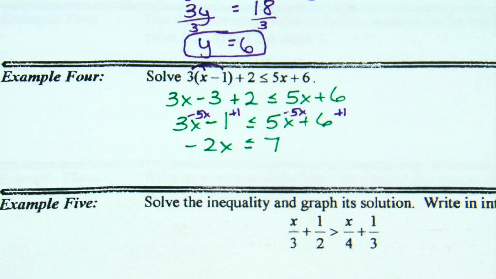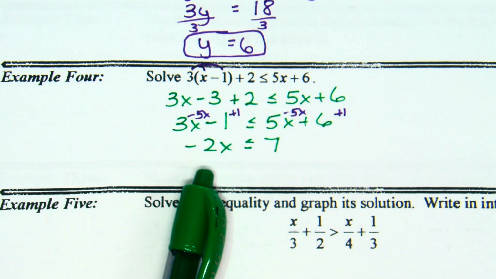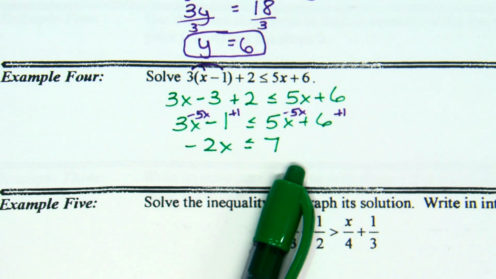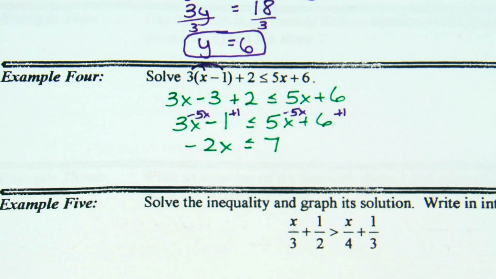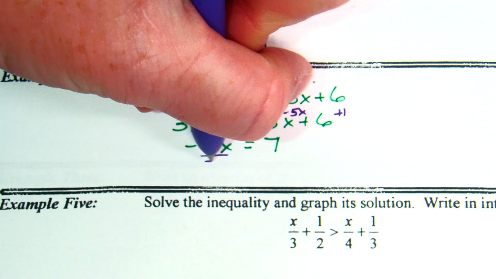Now, some of you moved your x's to the right, didn't you? And if you did that, you have a negative 7 over here, less than or equal to 2x, correct? That's fine. Meet me in the end. What's our last step here? It's negative 2 times x. We have to divide by negative 2.